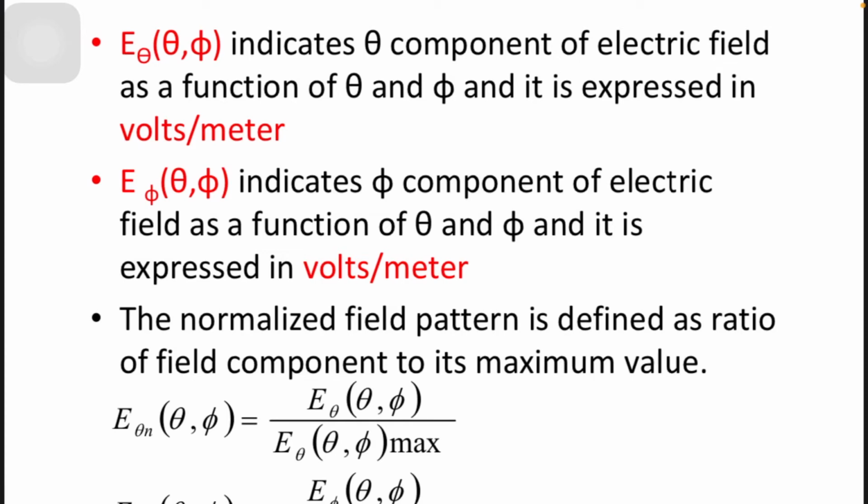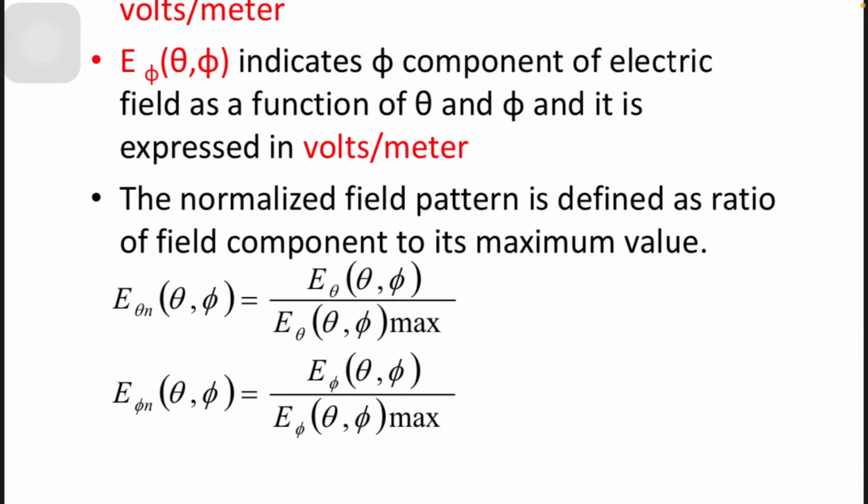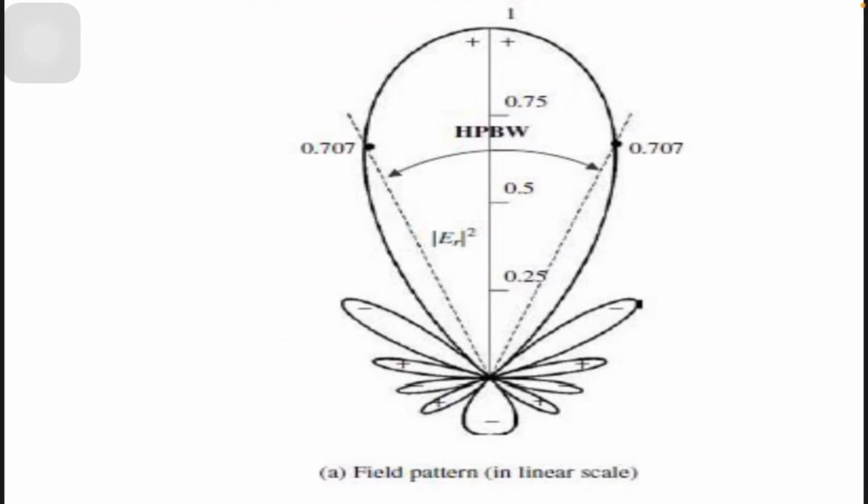The normalized field pattern is defined as the ratio of the field component to its maximum value. E theta n of theta comma phi equals E theta of theta comma phi divided by E theta of theta comma phi max. E phi n of theta comma phi equals E phi of theta comma phi divided by E phi of theta comma phi max. This is the field pattern in linear scale.